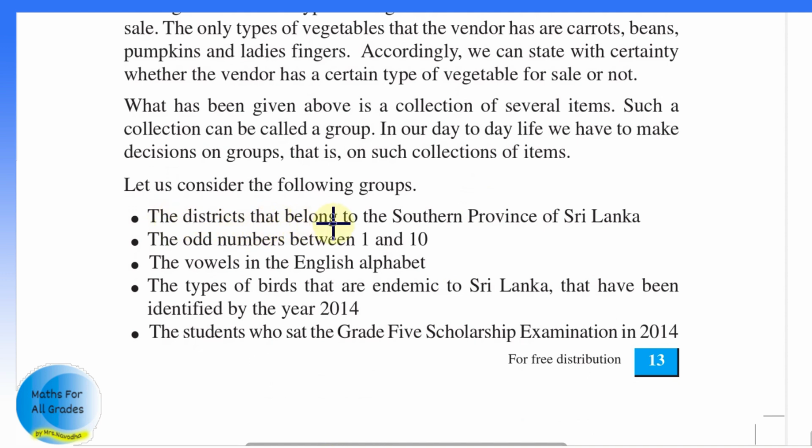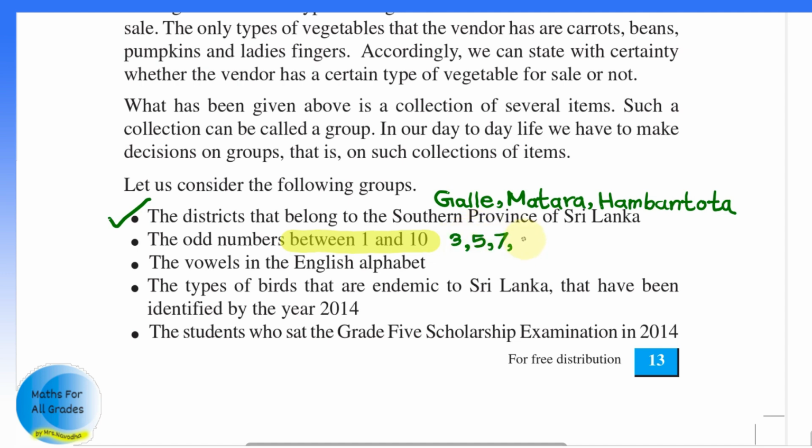The districts that belong to the southern province of Sri Lanka. If you don't know, there are three districts: Galle, Matara, Hambantota. So this is a set. The odd numbers between 1 and 10. It says between 1 and 10, so 1 and 10 are not included. The answer is 3, 5, 7 and 9.